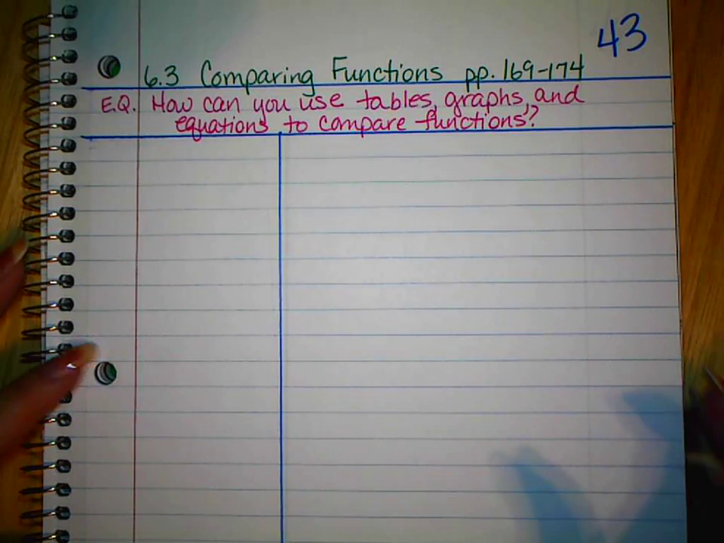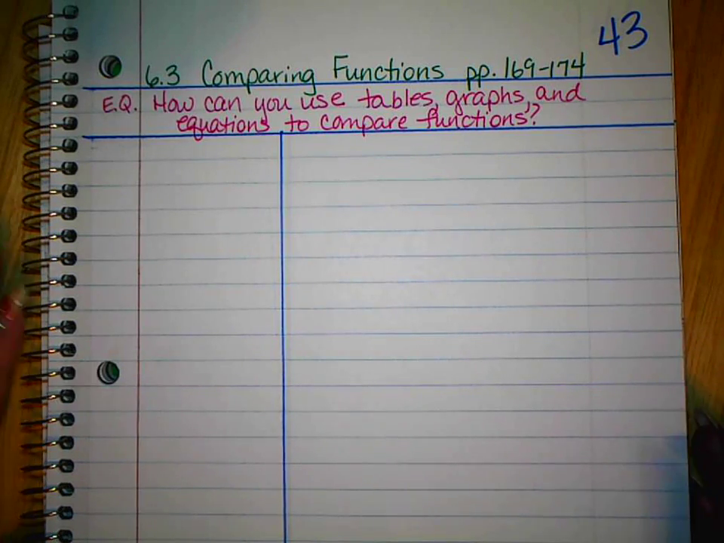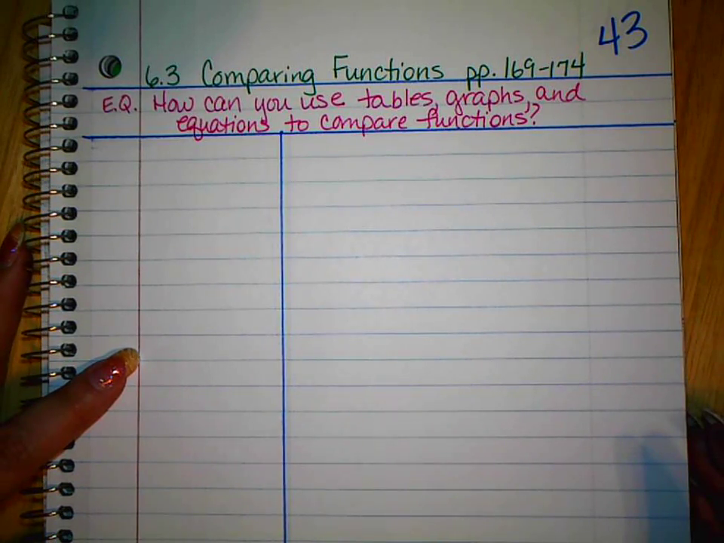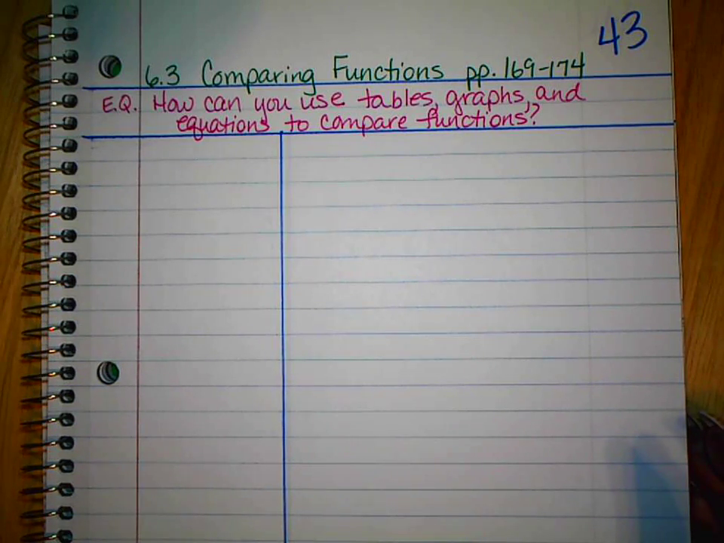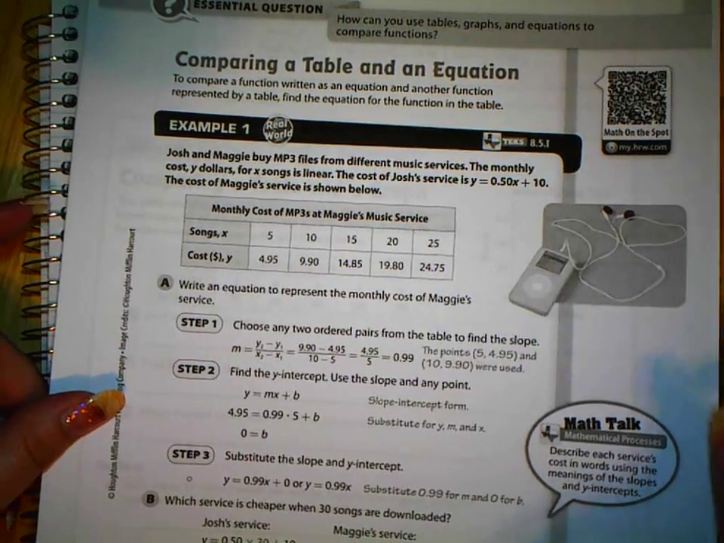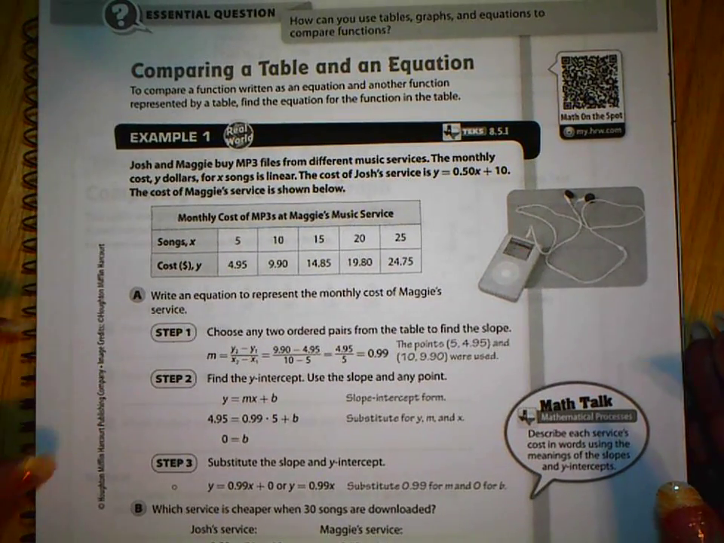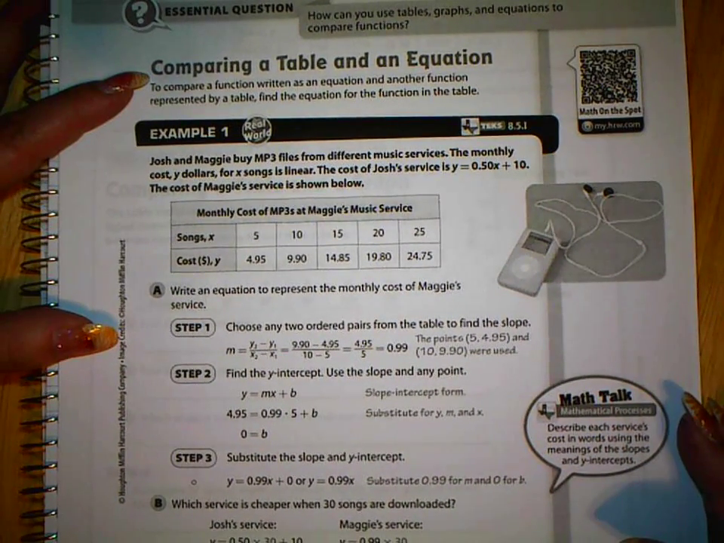Today we're doing comparing functions, which is on pages 169 to 174 of your book. Our essential question is, how can you use tables, graphs, and equations to compare functions? And again, as I've been doing, I've got a copy of your book pages, and we're going to go through those.